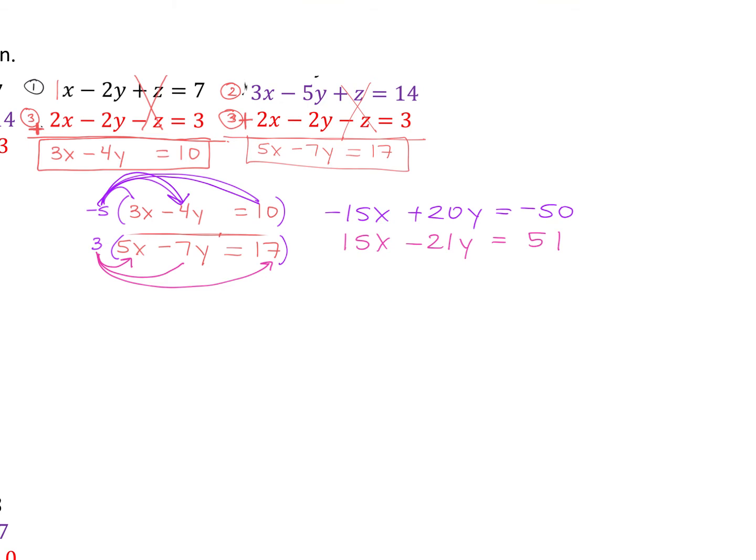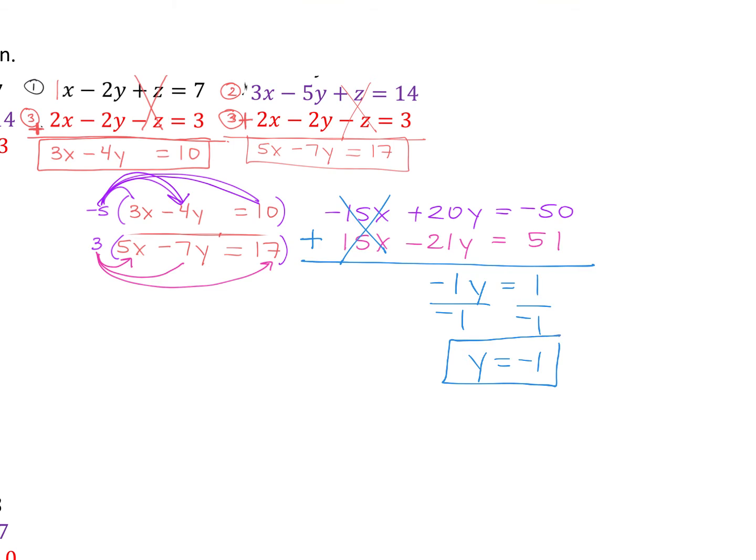Now we can eliminate our x. So now we're going to add these two together. This is 0. 20 plus a negative 21y is a negative 1y equals negative 50 plus 51 is 1. So we divide by negative 1, and y is negative 1. Okay, so now you have a y value. That's great. Great starting point. Y is negative 1. We're almost done.